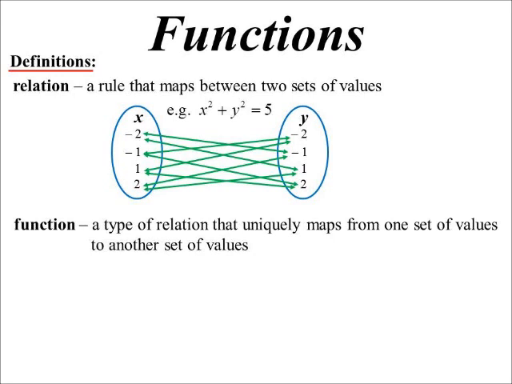Now a function is a special type of relation. Okay? It uniquely maps from one set of values to another set of values. So uniquely maps. That means there's only one answer.